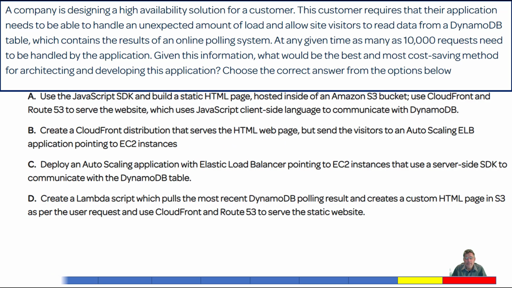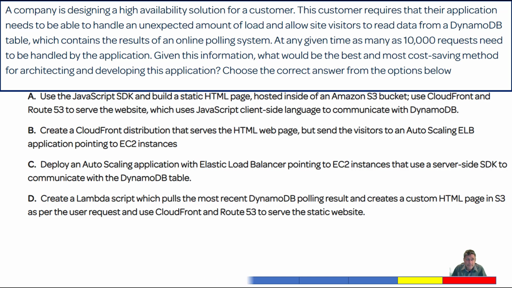A company is designing for high availability for the customer. The customer requires that their application needs to handle an unexpected amount of load, allow visitors from a DynamoDB table, which includes an online polling system. Anytime there are 10,000 requests that need to be handled by the application. Given this information, what is the best way?